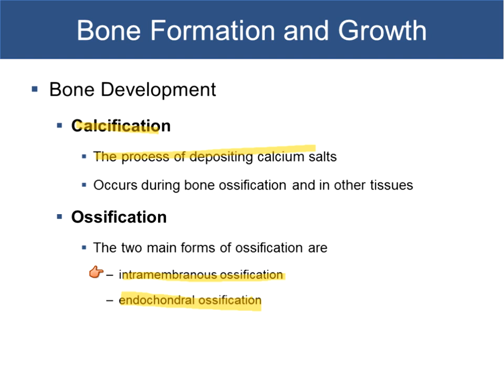bone development. 2 types of ossification: intramembranous ossification, which happens with your flat bones, and then endochondral ossification, which primarily happens for your long bones.